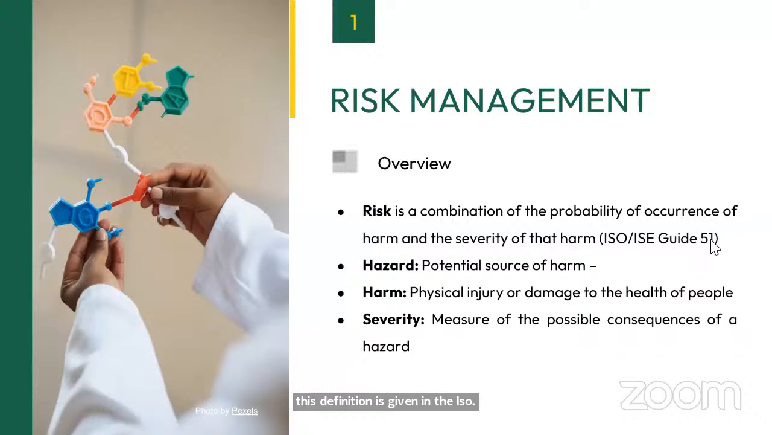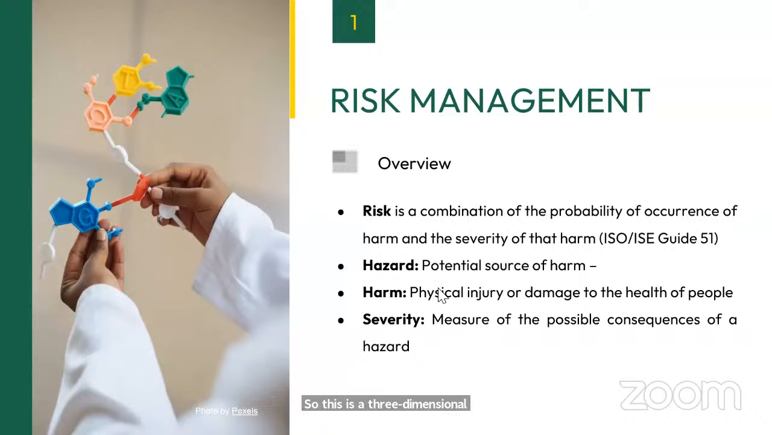So apart from these two, sometimes we add one more dimension to these risk combinations. Apart from the probability of occurrence and severity of the harm, we also add, many times, the detectability of those harms. So how frequently, or what are the chances that the harm can be detected in advance. So this is a three-dimensional definition of risk in your laboratory.